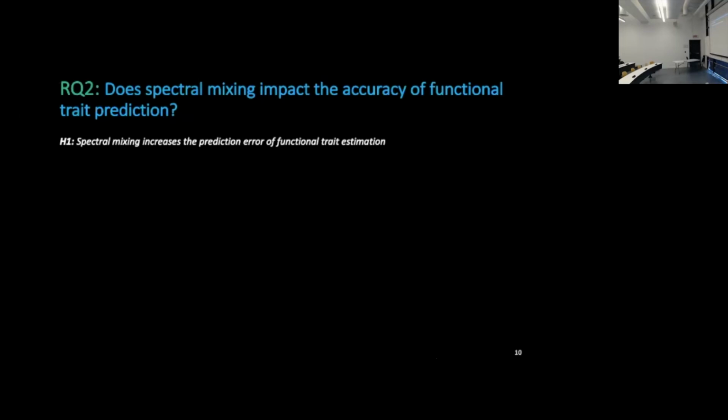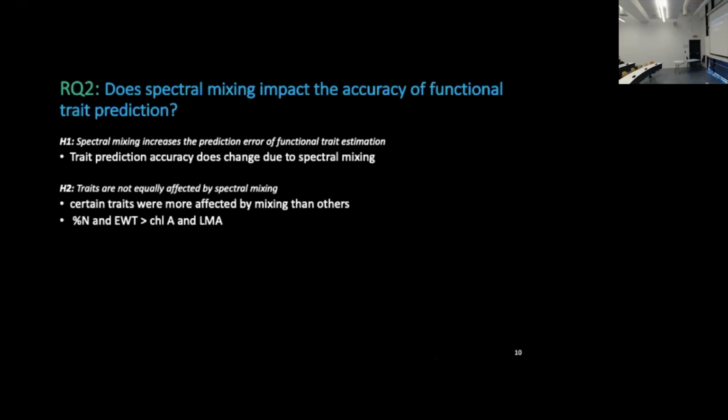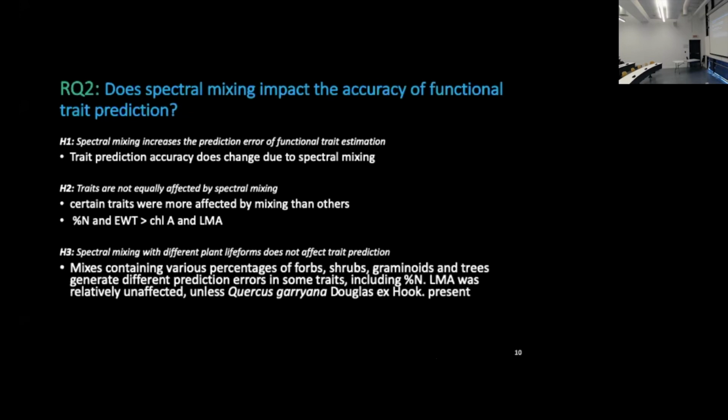So a quick overview of what we actually found. Hypothesis 1, trait prediction accuracy does change due to spectral mixing. Hypothesis 2, certain traits are more effective than others. An example of that was that nitrogen percent was more effective than chlorophyll A, and there were some other key differences like that. Hypothesis 3, that mixes containing various percentages of different life forms do present different prediction errors in some of the traits, including nitrogen percent. But for the most part, leaf mass per area was relatively stable unless Carcassariana was included. So again, a potential method of identifying some tree crowns in this ecosystem. This manuscript is completed and is currently under review at Ecological Indicators.